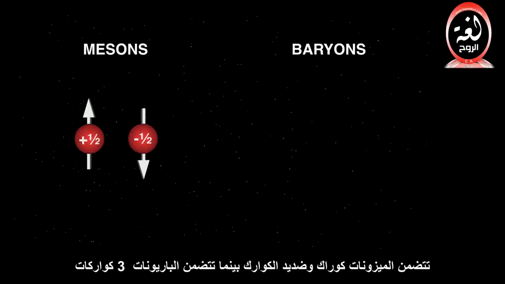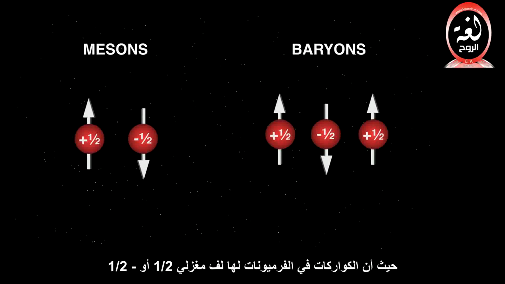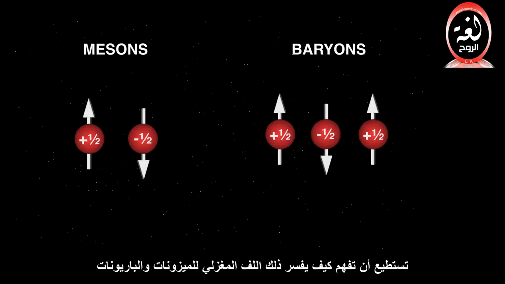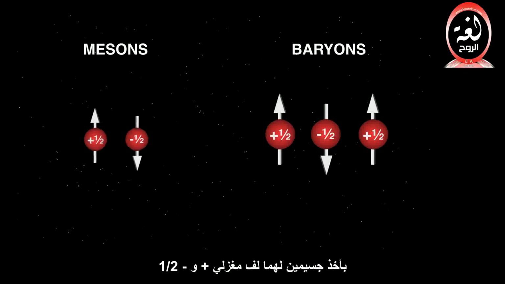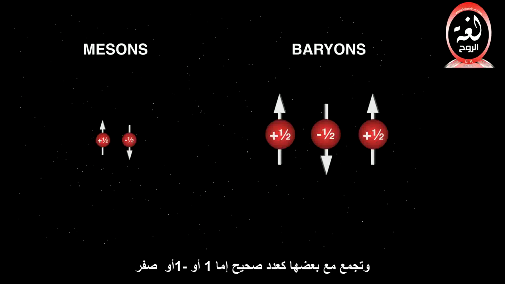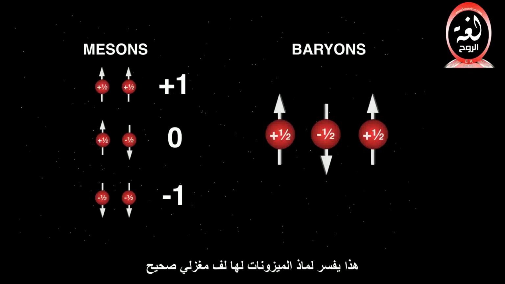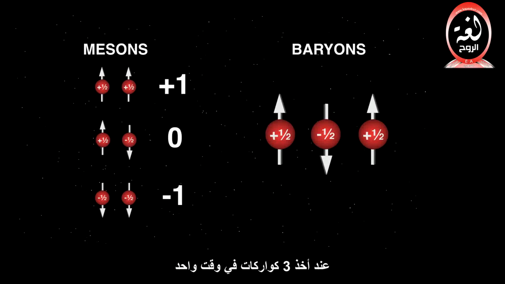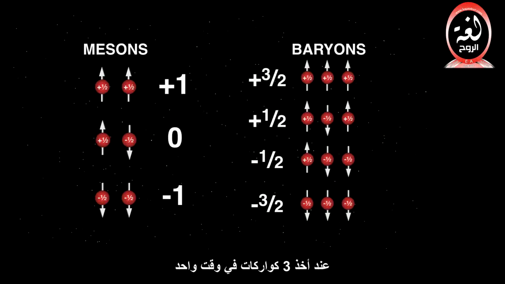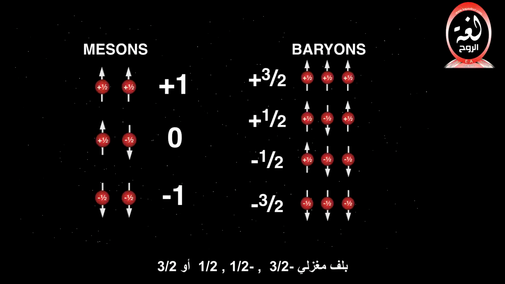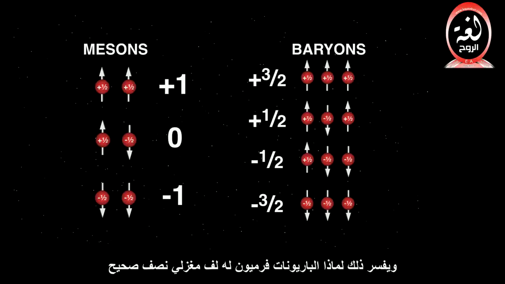Mesons contain a quark and an antimatter quark, while baryons contain 3 quarks. Since quarks are fermions with spin a half or minus a half, you can see how they explain the spin of the mesons and baryons. Take 2 particles with the spin of plus half and minus a half, and they have to add up to an integer spin, either minus 1, 0, or 1. That's why mesons are integer spin bosons. Now take quarks 3 at a time, and you have to have half integer spin particles with spins of minus 3 halves, minus a half, plus a half, or plus 3 halves. That's why baryons are spin half fermions.